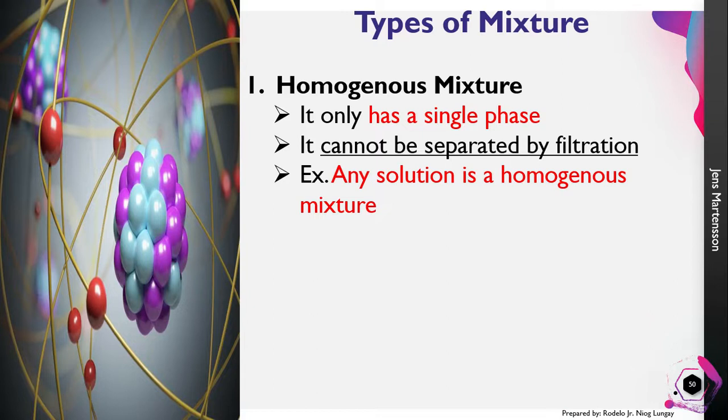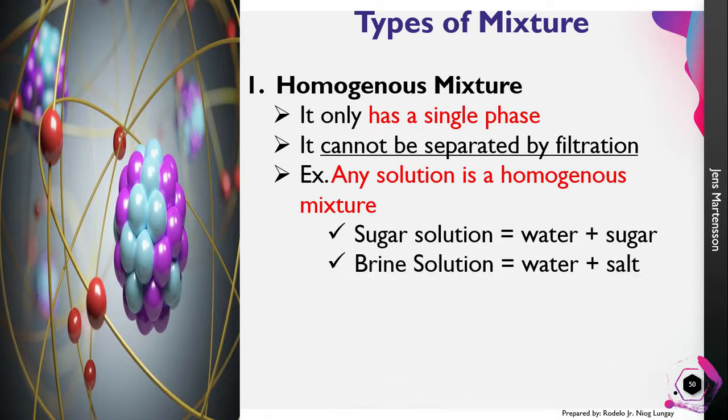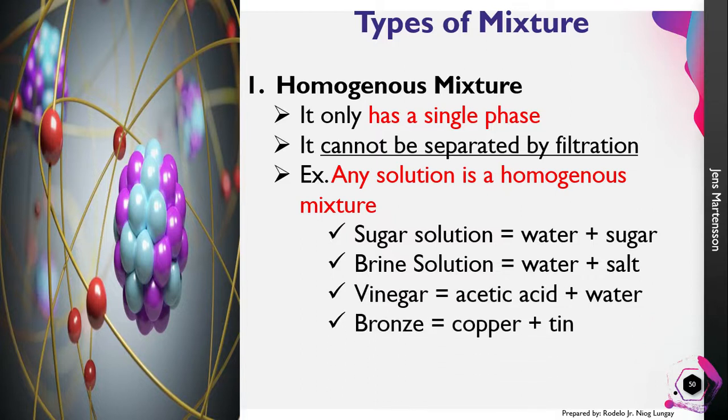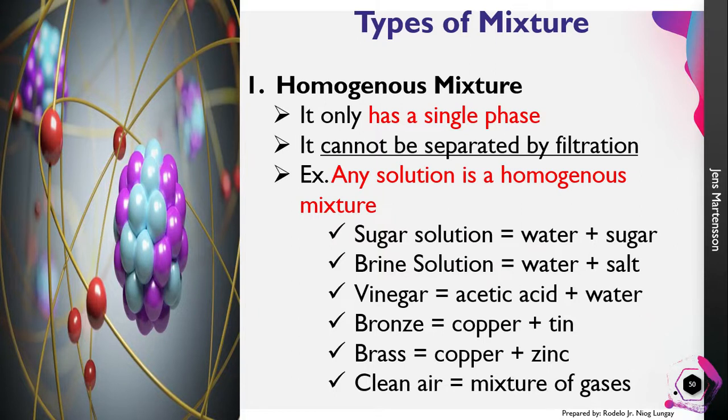Examples of homogeneous mixtures are solutions. For example, a sugar solution, which is a mixture of water and sugar. Brine solution, which is a mixture of water and salt. Vinegar, bronze, brass, and clean air. Clean air is considered a mixture of gases.